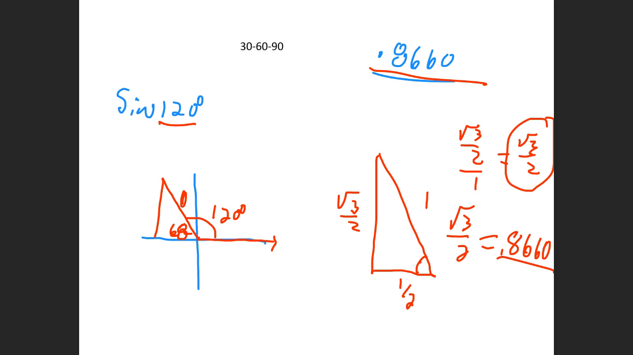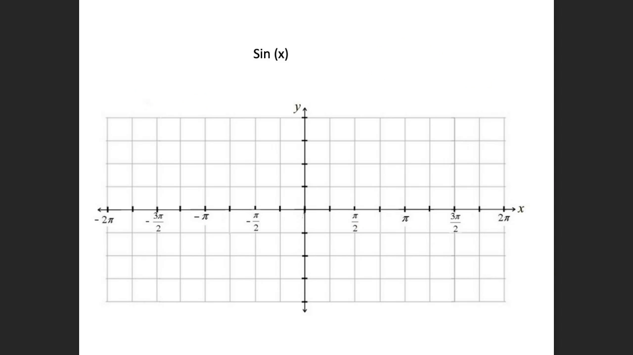Now, the only other thing you have to know in order to not have to use a calculator is sine and cosine graphs. So I'm going to talk about those. I think next week we're going to be talking about graphing, but you really want to know what these graphs look like. The sine graph, I'm going to call this 1 up here, pi over 2.